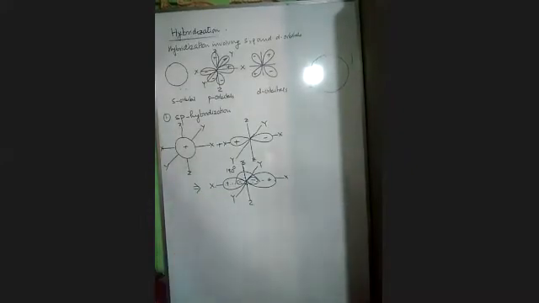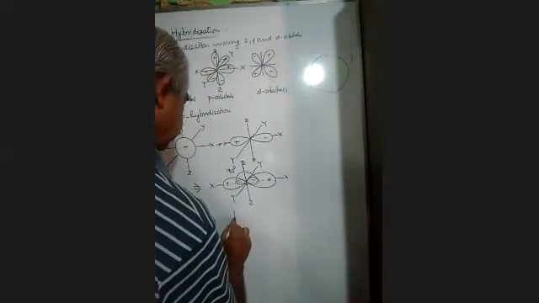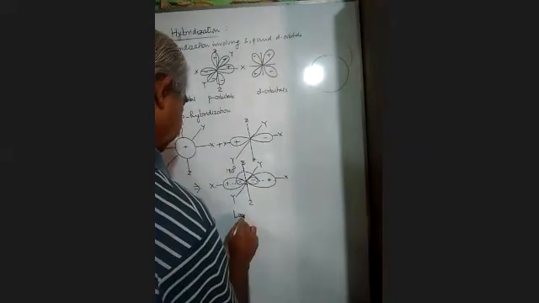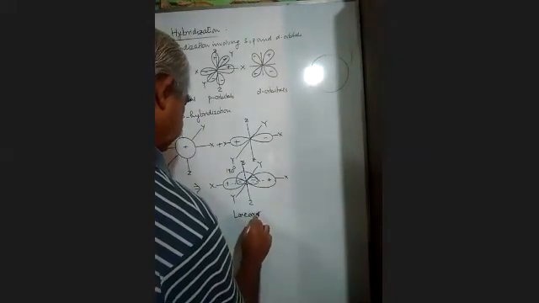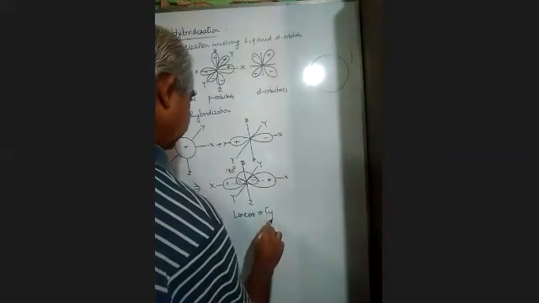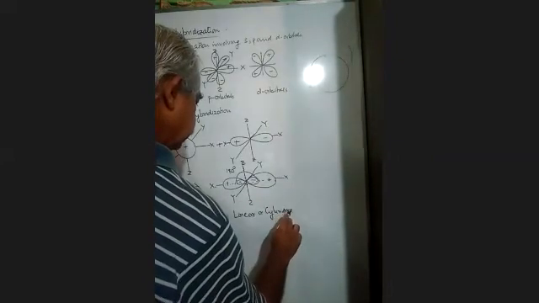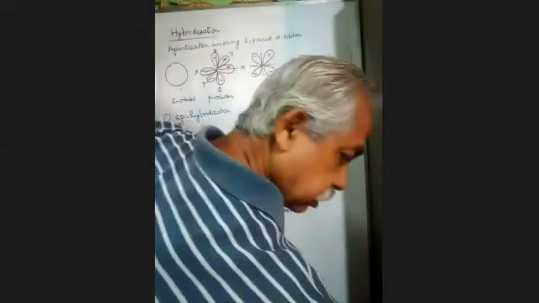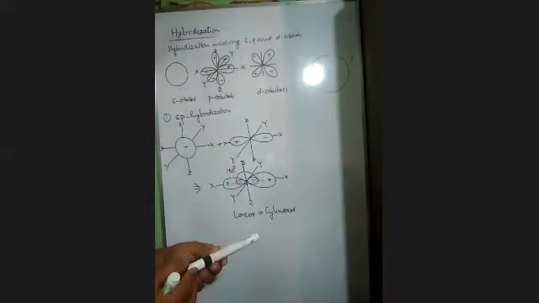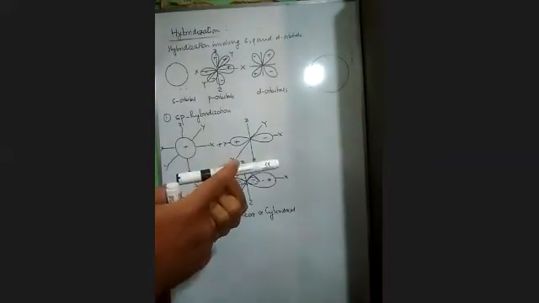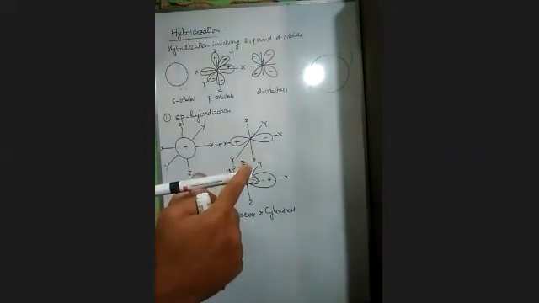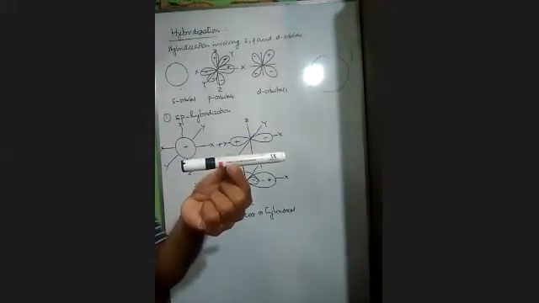So what is the structure here? The structure is linear, or you also call it cylindrical. That is, it will look like this. See, on this side a hybridized orbital is there, the other is on this side. So it looks like a cylinder.